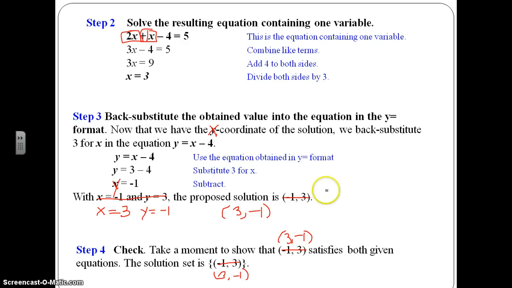Okay? And then I would plug these into my 2 equations and see if I was correct. So how about you do that and you see if I'm correct.